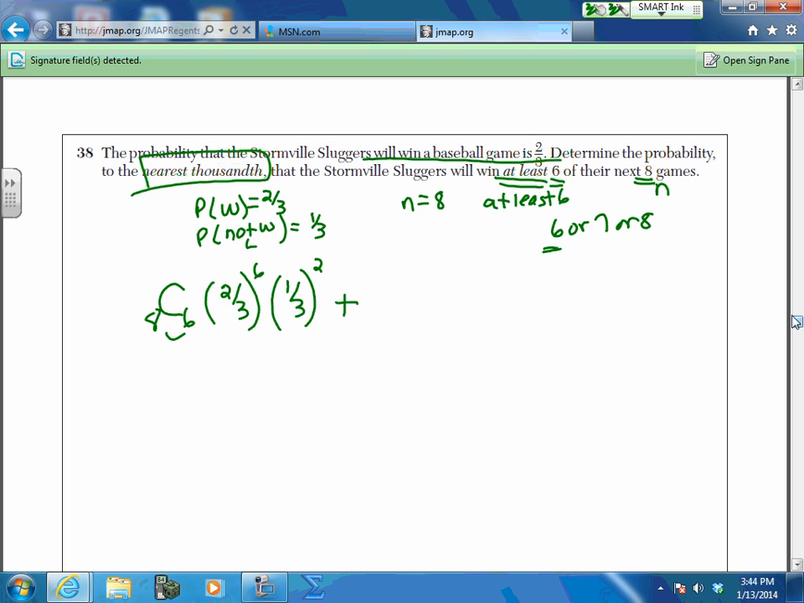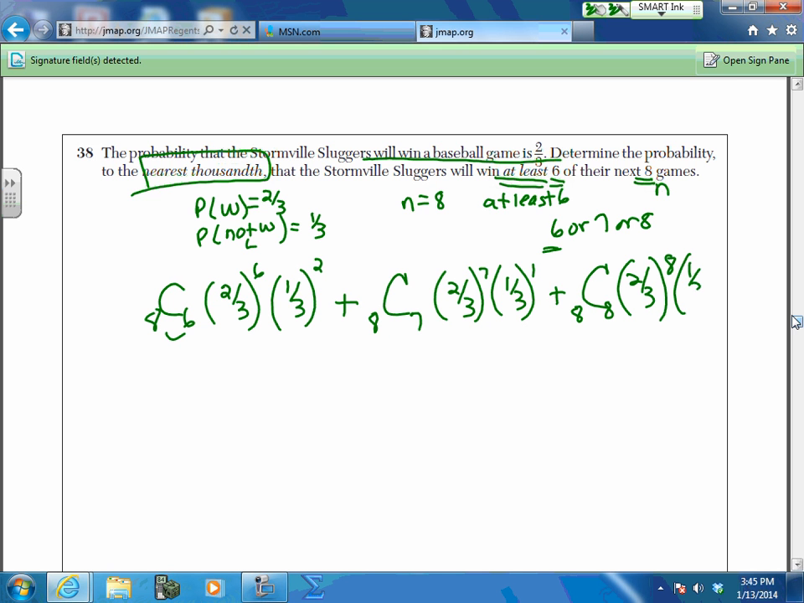To that, we're going to add the 7. Keep 8. Go to 7. 2/3, 7. 1/3, 8 minus 7. Do the 8. 2/3, 8. 1/3, 8 minus 8, 0, which when you put it in your calculator is 1. Now, I would just put the whole thing in my calculator, and at the end, drop my answer to 3 decimal places.